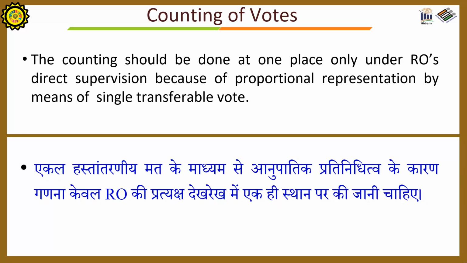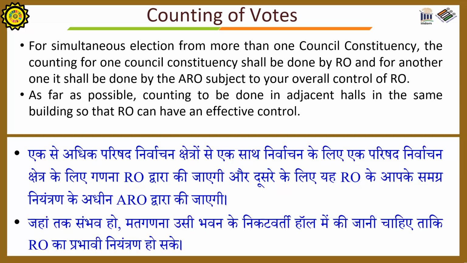The counting should be done at one place only under the RO's direct supervision because of proportional representation by means of single transferable vote. For simultaneous election from more than one council constituency, the counting for one constituency shall be done by the returning officer and for another one by the ARO, subject to the overall control of the returning officer. As far as possible, counting to be done in adjacent halls in the same building so the returning officer can have effective control.